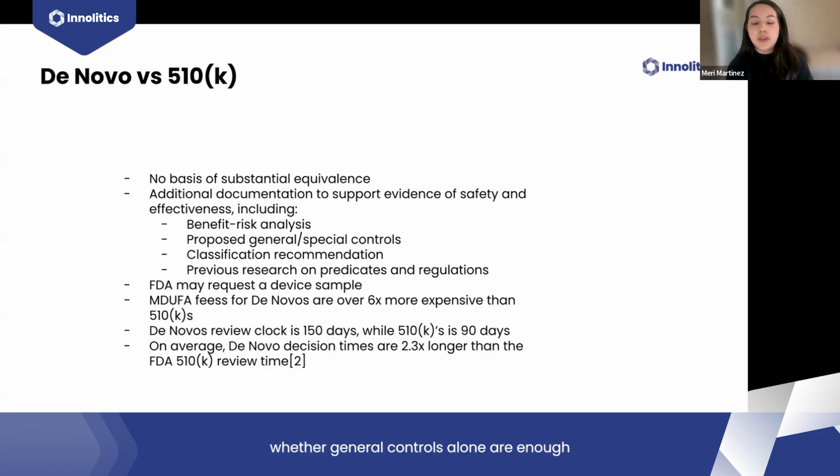We also have to propose whether general controls alone are enough for keeping it safe and effective, or if we need special controls such as specific testing like multiple reader, multiple case studies, standalone performance, or specific labeling information that has to be found in the user manuals. Let's see what else. We also have to provide a classification recommendation, whether it's class 1 or 2, and you have to provide evidence that you've done proper research on possible predicates and regulations that your device could fall under, and none of them really are applicable to your device.